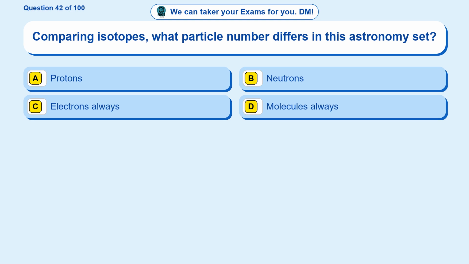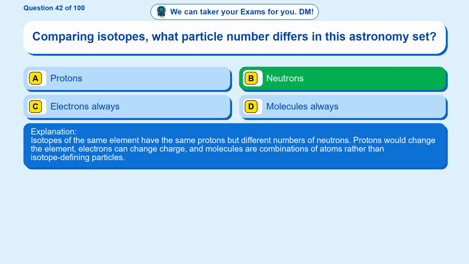Question 42. Comparing isotopes, what particle number differs in this astronomy set? Option A, protons. Option B, neutrons. Option C, electrons always. Option D, molecules always. The correct answer is option B, neutrons.